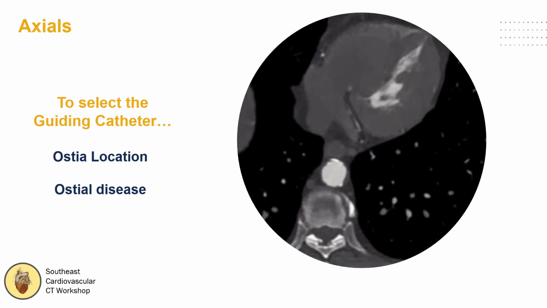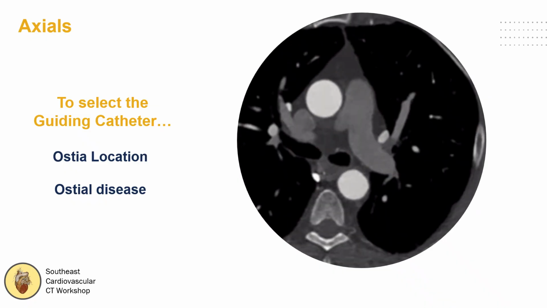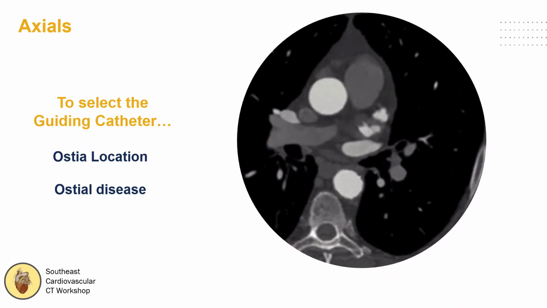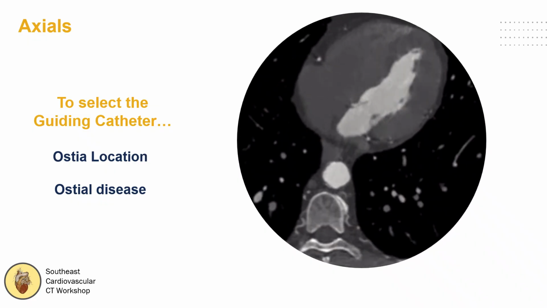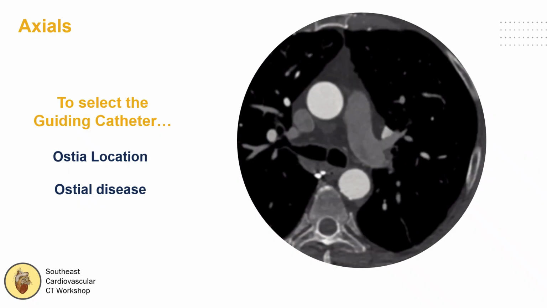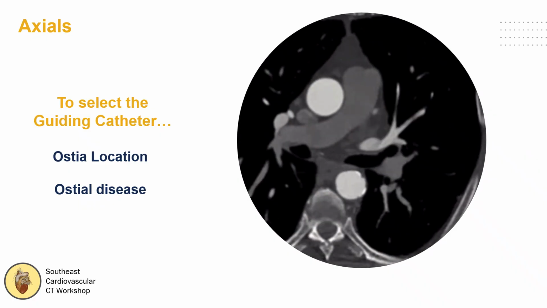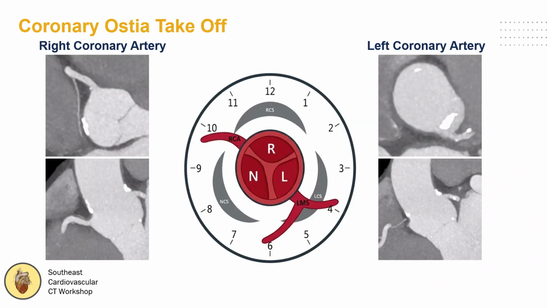So this becomes important because challenging coronary origins often translate into more difficult catheter engagement and reduced backup support during PCI. So knowing this anatomy beforehand also allows interventionalists to select the appropriate guiding catheter before the case starts. One practical way to think about coronary origins is using a clock face model of the aortic root.